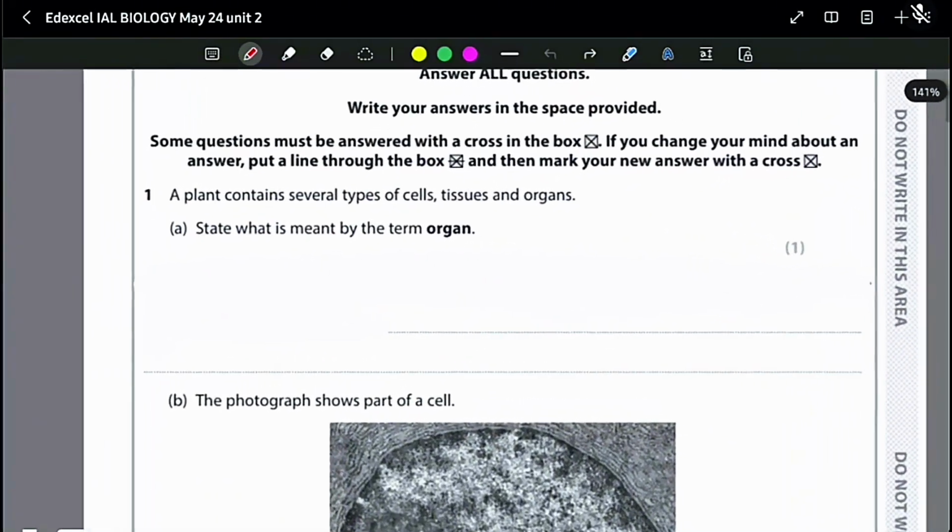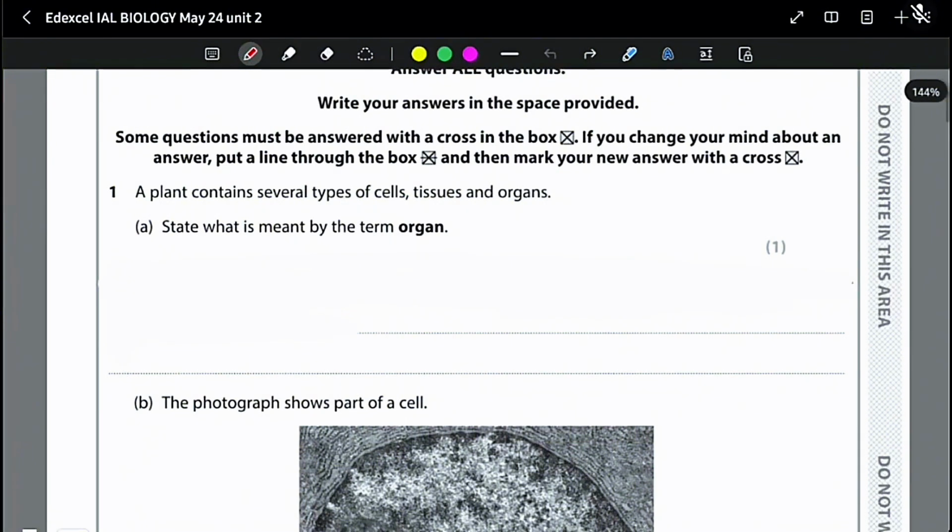Question 1. A plant contains several types of cells, tissues, and organs. State what is meant by the term organ. So we know an organ is a group of tissues that work together to perform a specific function.